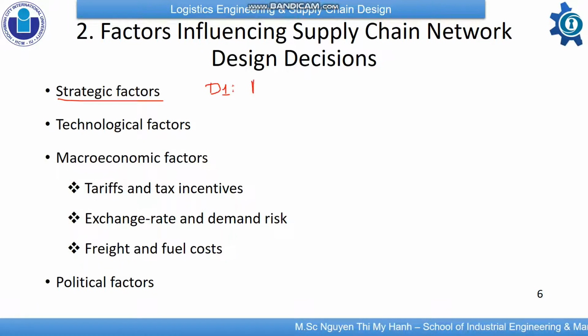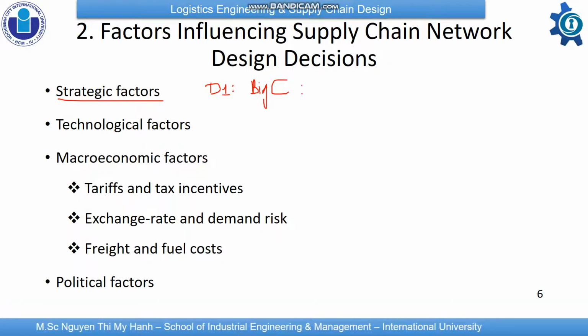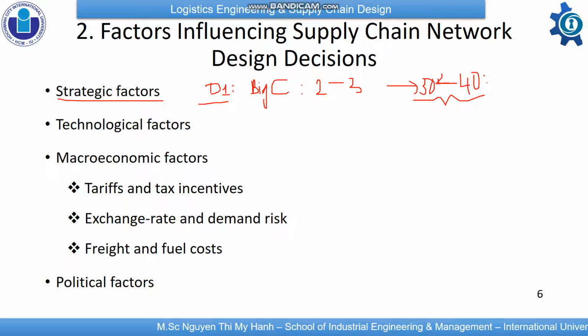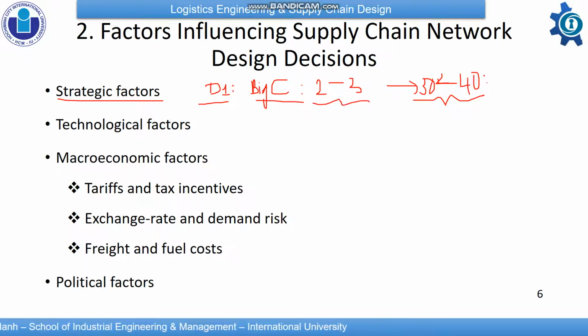So let's say Big C. Maybe we only have 2 or 3 supermarkets like Big C in District 1. However, we have maybe 30 or 40 convenience stores in District 1, because the strategy they focus on is different. Big C offers lower prices, and convenience stores offer easy access for the customer.